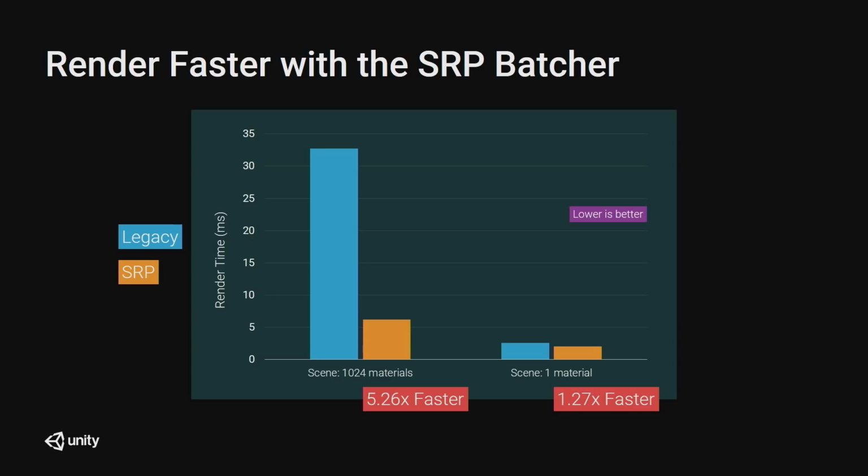Where the SRP Batcher really shines is when you have a single shader, like an Uber shader, used across a lot of materials. You'll still likely see performance benefits if you only have one shader per material, though it won't be as pronounced. Every shader created using Shader Graph will automatically support the SRP Batcher to take full advantage of these performance benefits.